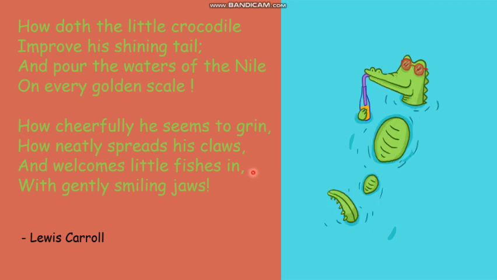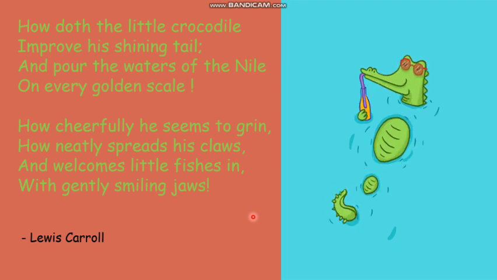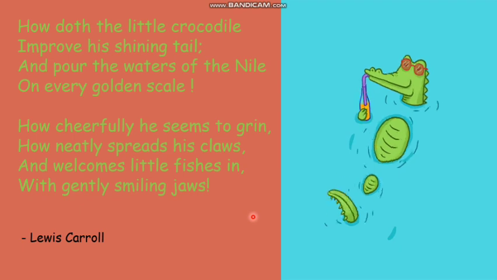And in the parody we are seeing, the poet is saying how cheerfully he seems to grin. Grin मतलब दांत दिखा के हंसना. Okay, कितना खुश होके क्रोकोडाइल हंसता है. And how neatly spreads his claws. Claws मतलब पंजे. और आराम से अपने पंजे फैलाता है. And welcomes little fishes in with gently smiling jaws. Jaw मतलब जबड़ा, correct. So gently smiling jaws means he smiles and opens his mouth, takes his claws and eats all the fishes. It welcomes all the fishes with smiling jaws, मतलब अपने अंदर सारी fishes को welcome करता है. Basically सारी fishes खा लेता है.